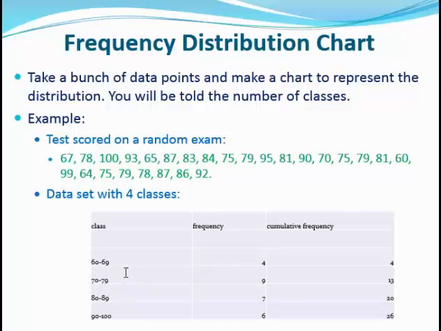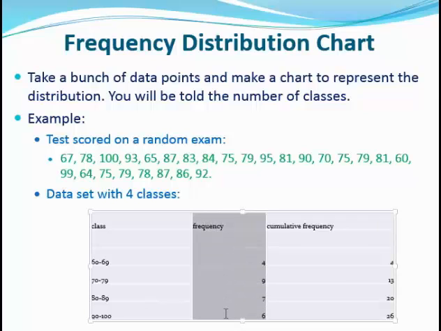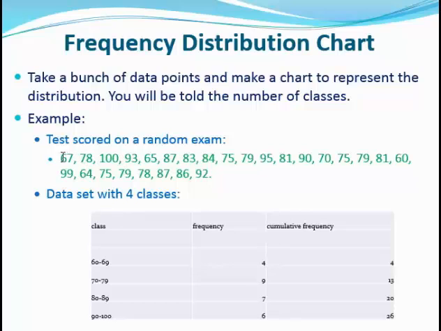If you wanted to have classes be 60 to 64, and then 65 to 69, etc., all the way up to 100, then you would have eight classes. So it is relatively arbitrary how you pick your classes, but once you pick the classes, determining how many are in each class is easy. The frequency is how often each value appears within that class. In this series of grades, you have 4 60 to 69s, 9 70 to 79s, 7 80 to 89s, and of course 6 between 90 and 100.